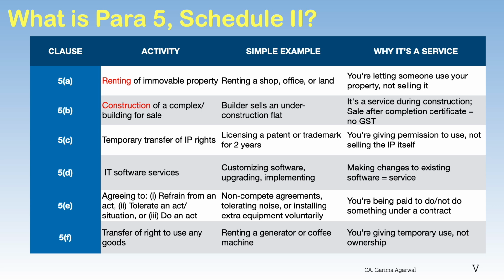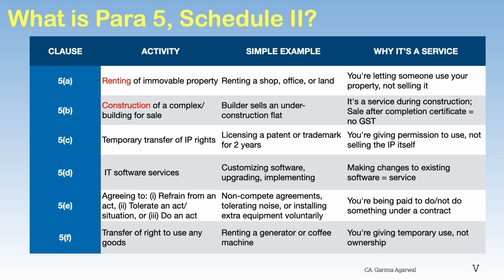Then para 5E, what does it say? The law says agreeing to the obligation to refrain from an act, or to tolerate an act or a situation, or to do an act. Let's discuss this in a bit more detail. It is also known as the contract clause. It is simple. It is based on the Indian Contract Act: a promise for a promise with consideration.